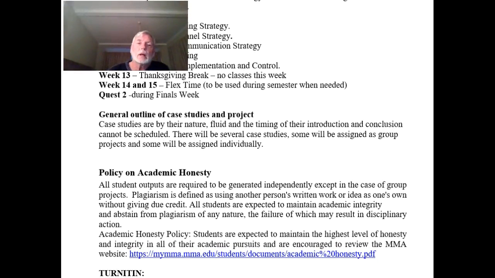Case studies are fluid. I'm not sure exactly when they'll be assigned, but I would expect there'll be at least 3 case studies during the semester, and they may be done individually or as groups, probably both ways depending on what the case study is, and you'll know when they get assigned.